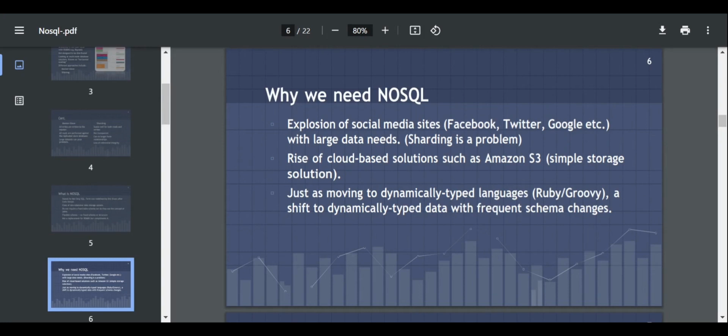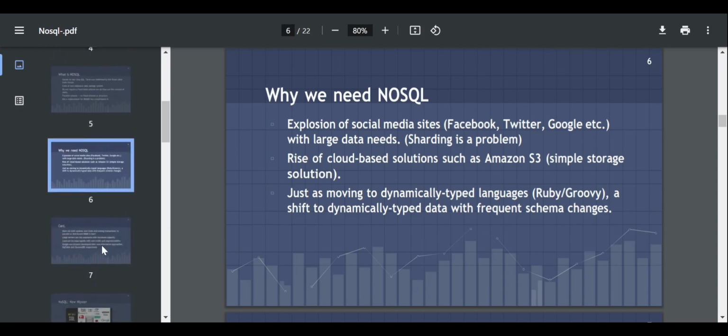Rise of cloud-based solutions such as Amazon S3, a simple storage solution, and a move to dynamically typed languages, which ship dynamically typed data with frequent schema changes.